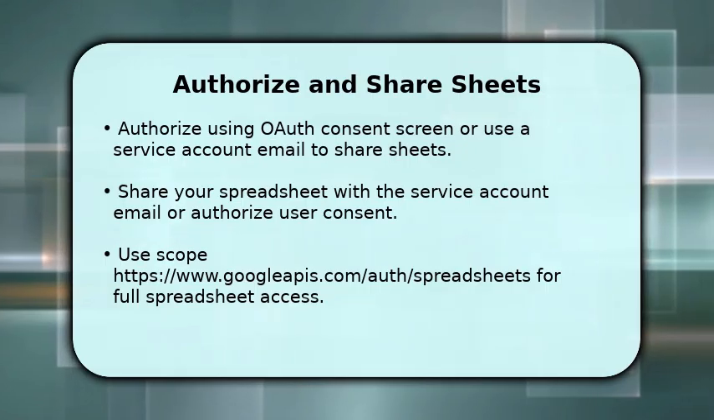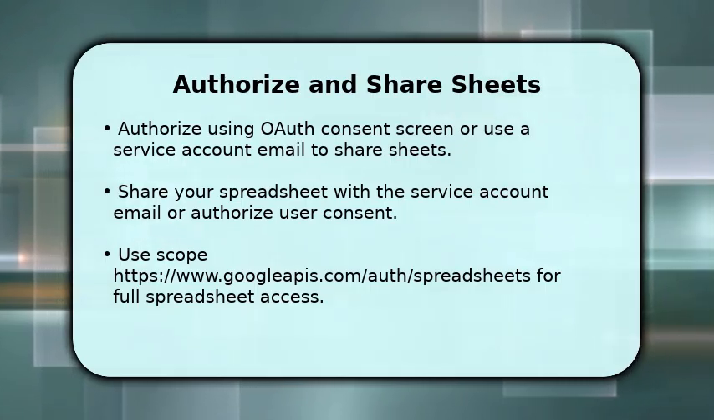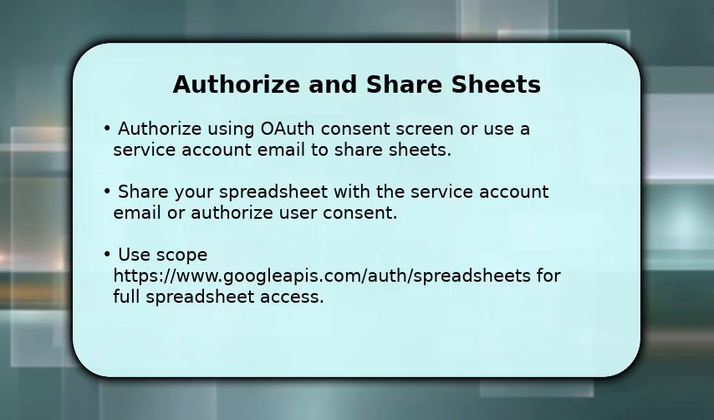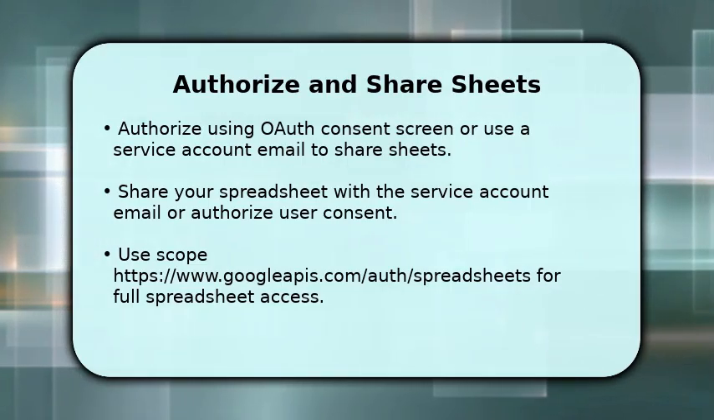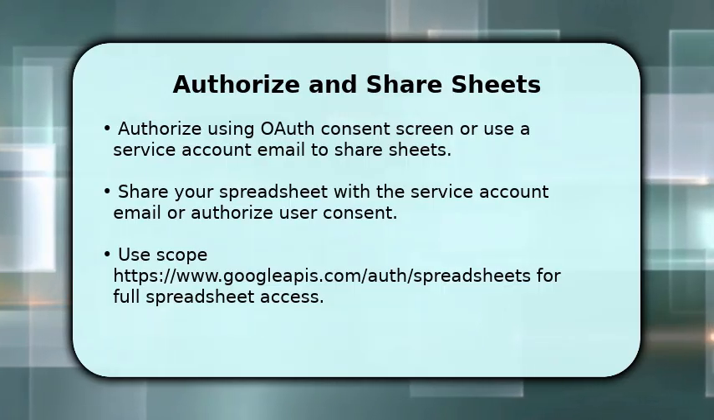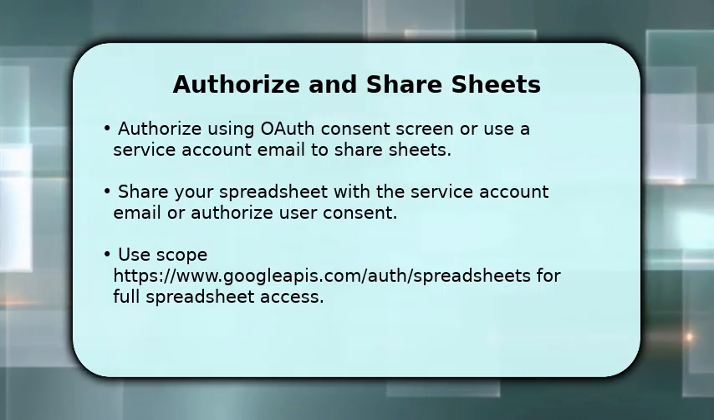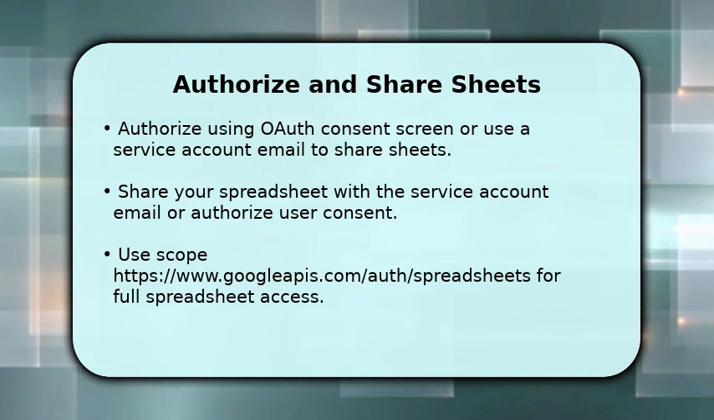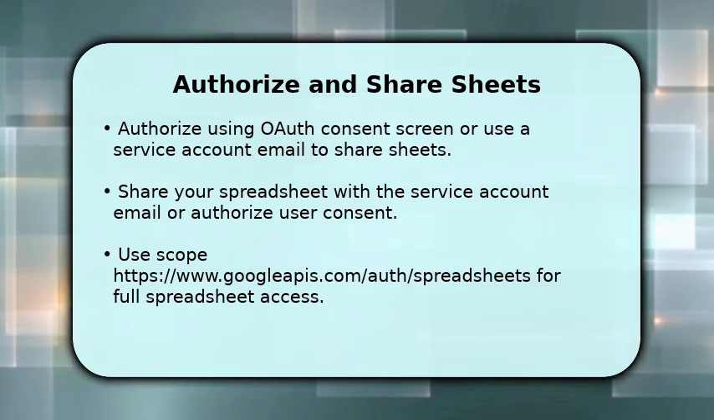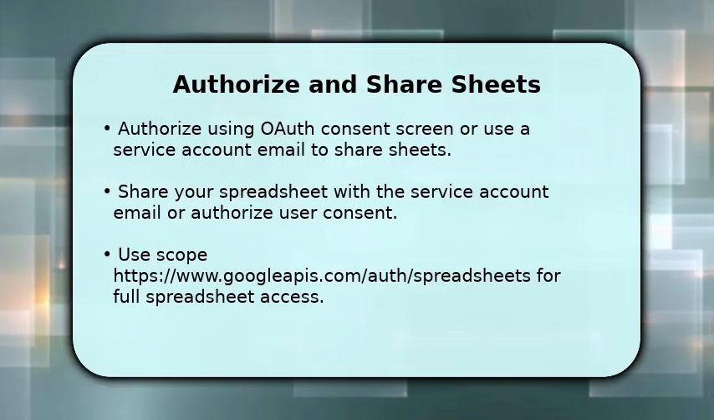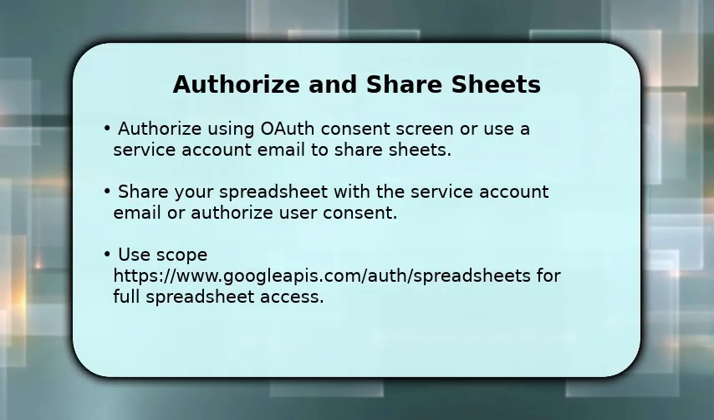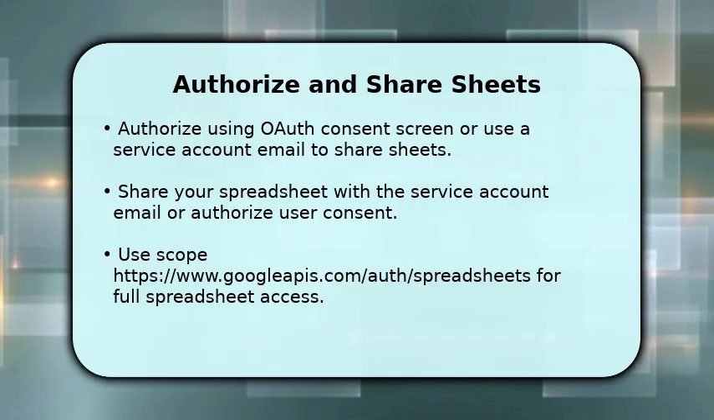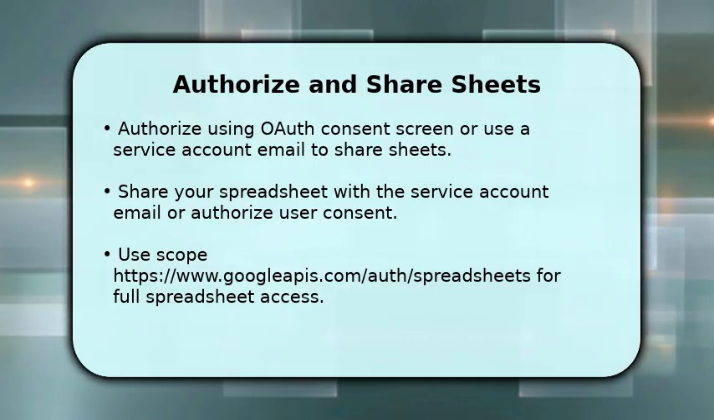Share your target spreadsheet with that service account email to grant access. If you use OAuth client, run an initial consent flow in a browser to obtain tokens. Make sure your application requests the scope https://www.googleapis.com/auth/spreadsheets for full read and write access. Store refresh tokens securely and refresh access tokens automatically when they expire in production applications.